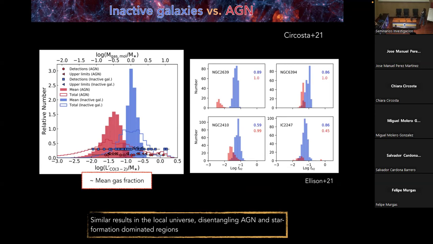The difference is that in these local galaxies, they could disentangle the area of the galaxy that was dominated by AGN activity and the area dominated by star formation activity. And what they found is that the pixels dominated by the AGN all show consistently lower gas fraction compared to the blue distributions. So I told you earlier that there is no difference in the local universe, but actually, with gaining more information on the central area of the galaxies, we start to see some differences. So it's quite interesting and promising for the future.